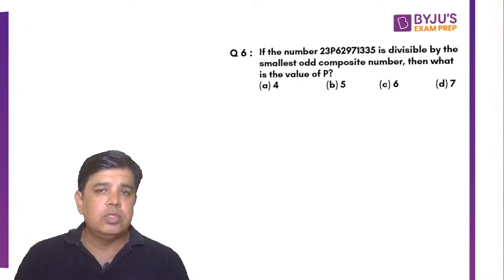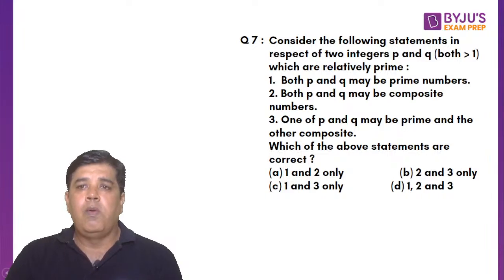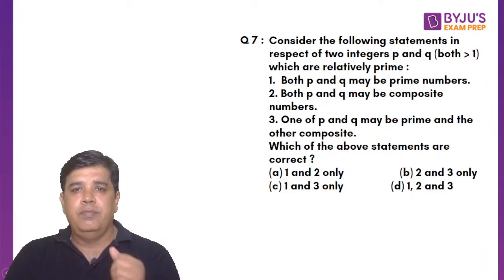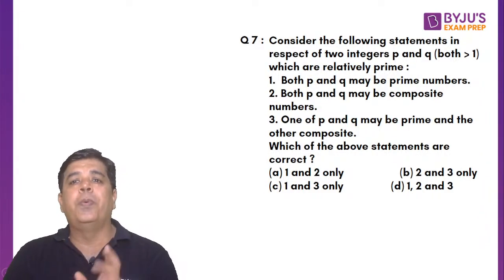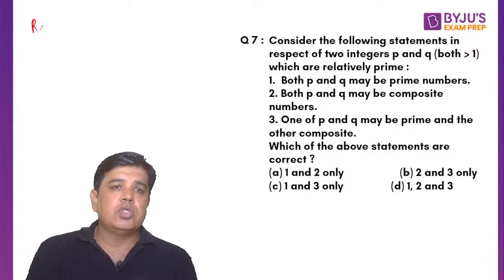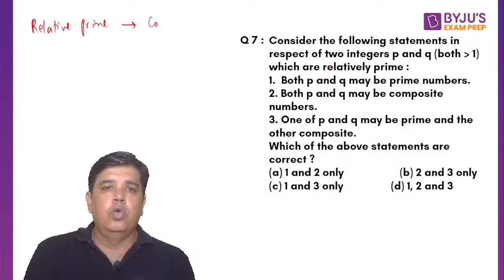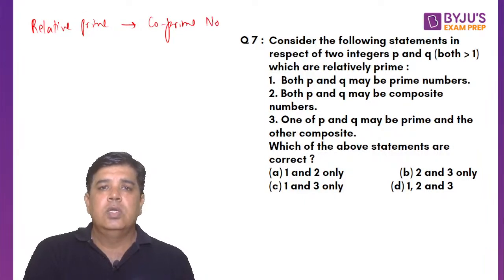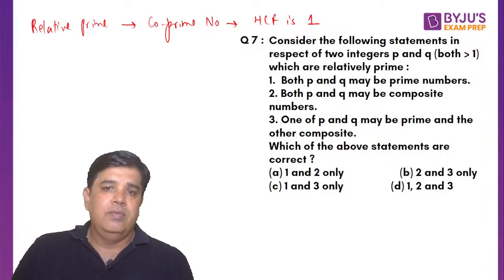So this is from the rules of divisibility. Consider the following statement in respect to two integers P and Q. Both the integers are greater than 1 and are relatively prime. Relatively prime means they are co-prime numbers. And what are co-prime numbers? Co-prime numbers are the numbers whose HCF is 1, right? So which of the above statements 1, 2, 3 are correct?